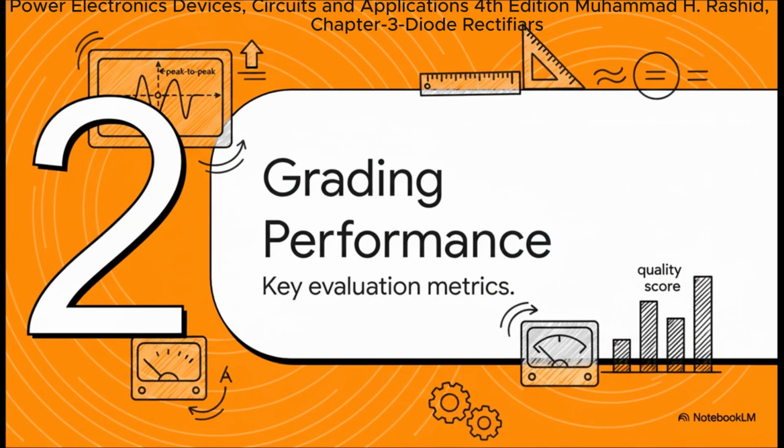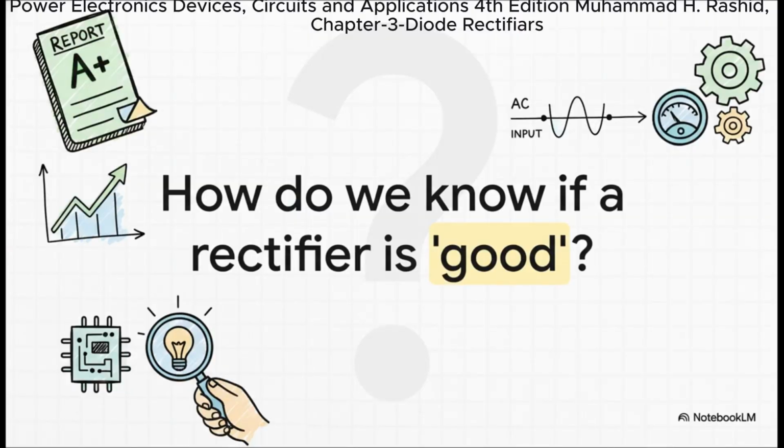Okay, so let's move on. How do we actually measure the quality of a rectifier's output? We need to put some numbers on this, right? It's that old engineering saying, if you can't measure it, you can't improve it. So how exactly do we know if a rectifier is any good? How do we give it a grade? Is it an A+ student, or is it kind of just scraping by?